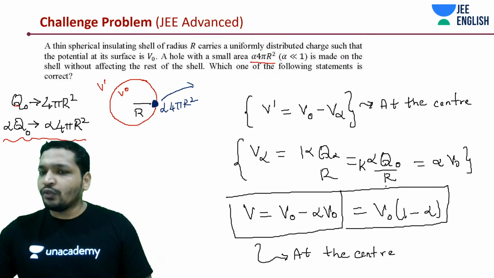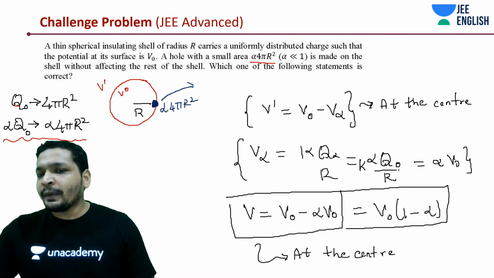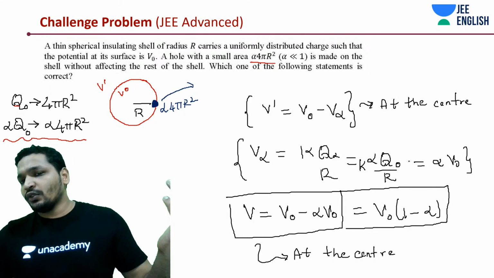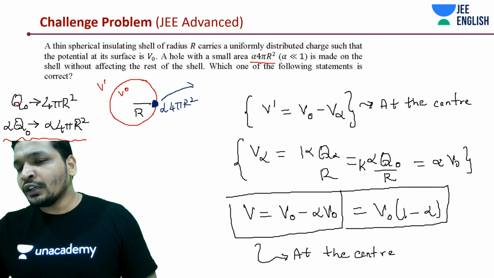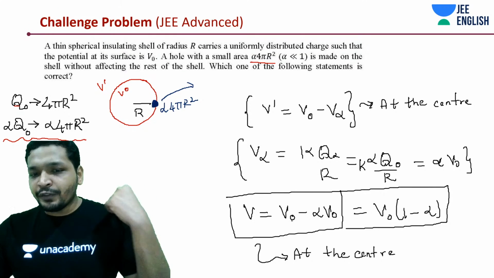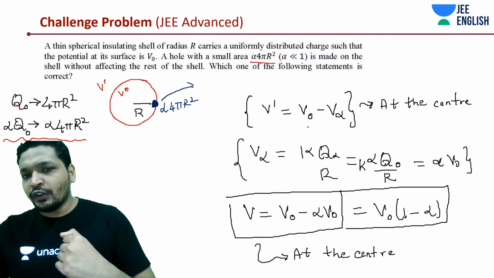K alpha q naught by r, and k q naught by r, what is it? Because I wrote it over here, it would be easy to understand that it was k q naught by r. Then it would be alpha into V naught, right? You'll subtract alpha into V naught from V naught. V naught minus alpha into V naught. This is clear, I believe.